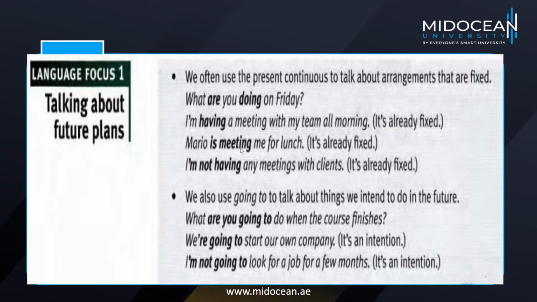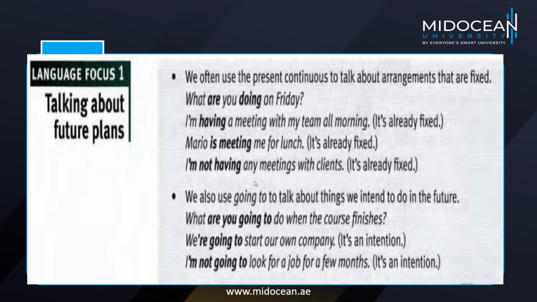طيب Mario is meeting me for lunch. ماريو is meeting، اهو استخدمت مضارع مستمر عشان اعبر عن حاجة في المستقبل. so it's already fixed. meeting، يبقى الميتنج خلاص اتظبط ميعاده، اترتب ميعاده. اوكي، طيب I'm not having any meetings with clients. so it's already fixed. يبقى خلاص انا ظبطت وعرفت انه ما عنديش اي مواعيد مع الكلاينتس بتاعتي ورتبت كده and so on. يبقى في الحالة دي I can use the present continuous tense to talk about something that will happen in the future in case I have fixed arrangements. fixed arrangements، في ترتيبات معينة حصلت.